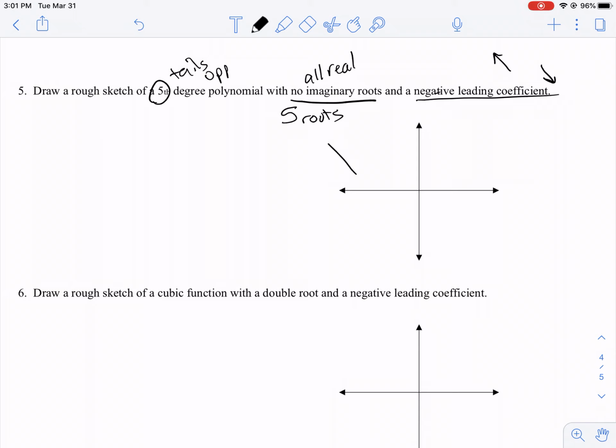Alright, so here's up to the left. I need to hit the x-axis 5 times. 1, 2, 3, 4, 5, and down we go. Alright, now you could have squished all the roots onto the negative side. You could have squished them all onto the positive side. You could mix them up like I did. There is some flexibility in how you draw these as far as where you put your roots. But the end behaviors have to be the same, the amount of turns and the amount of roots. Where those are located, that's a little bit flexible.